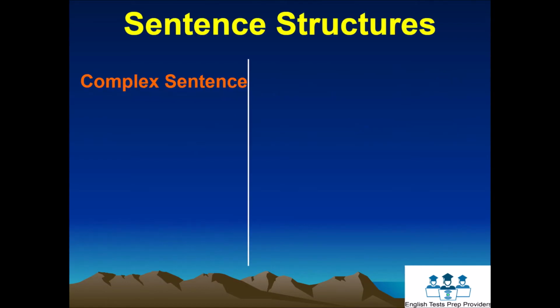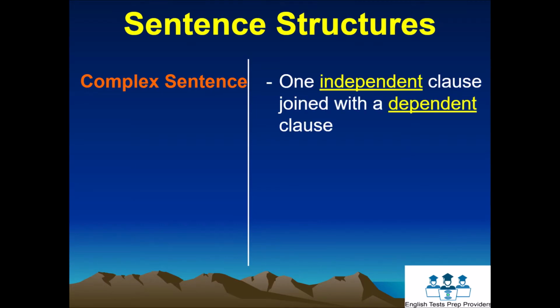In this session, we are going to learn one of the 4 types of sentences, the complex sentence. In our last video, I taught you about the compound sentence, and in this time, I will teach you the complex sentence. A complex sentence has one independent clause joined with a dependent clause. Remember, an independent clause is a sentence that can stand alone.